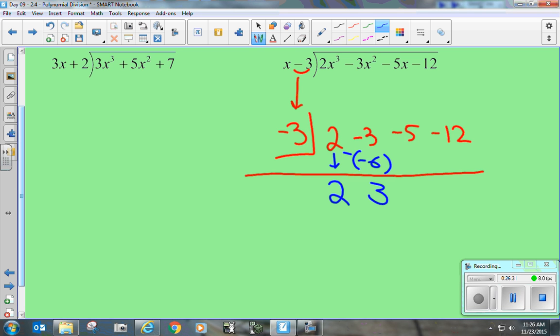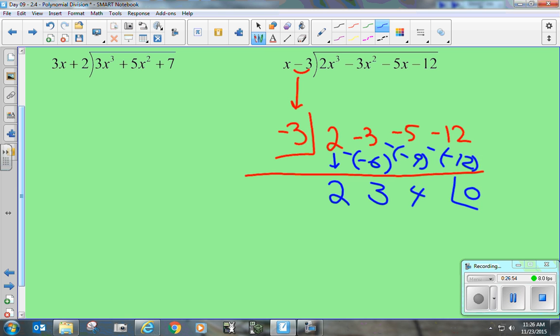So when I subtract a negative, it's like making it positive, right? Then what do I do? Negative 3 times 3 gives me negative 9. Don't forget I subtract it. That gives me 4. Perfect. What's next? Negative 12. Good. That's negative 3 times 4. And I subtract it, which means 0.